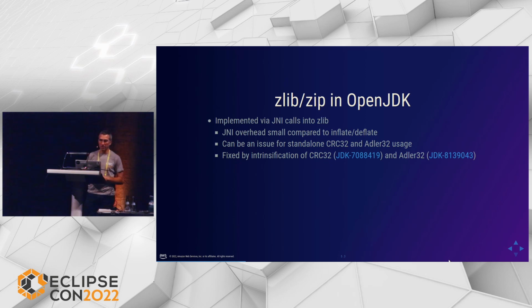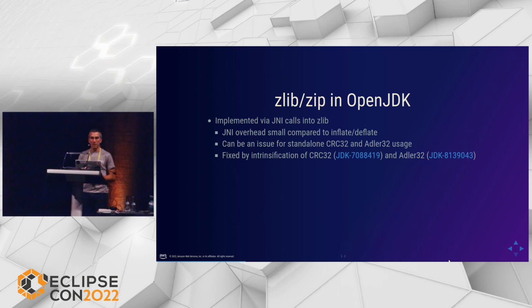So, some more details about how the zlib library is integrated into OpenJDK. As I said before, the java.util.zip classes use JNI to access the corresponding functionality in the zlib library. And basically for inflate and deflate, so that's compression and decompression, the JNI overhead is not so big, because usually compression and decompression takes quite some time. So the overhead is relatively small and tolerable.